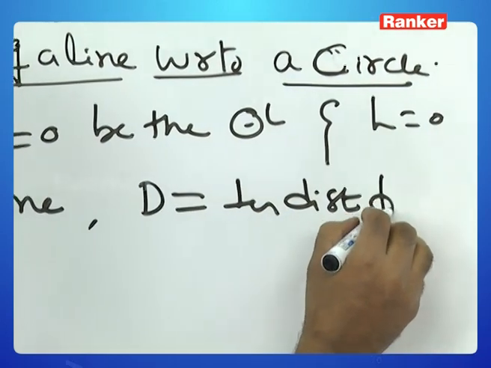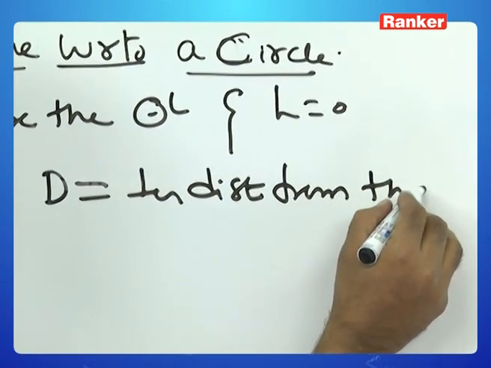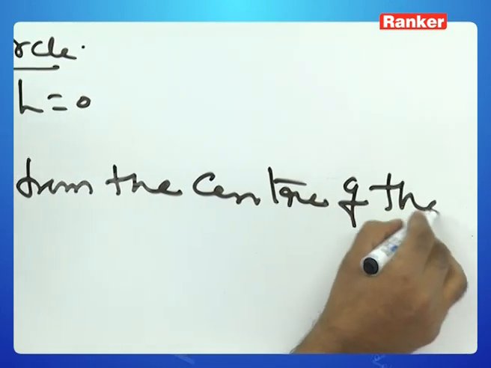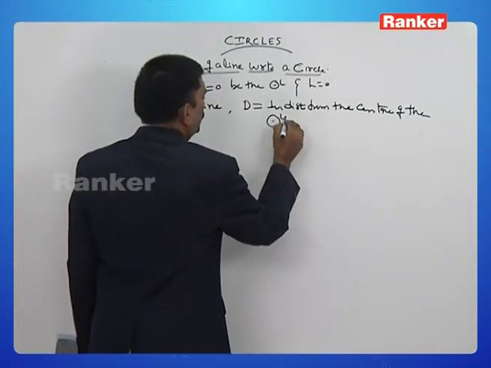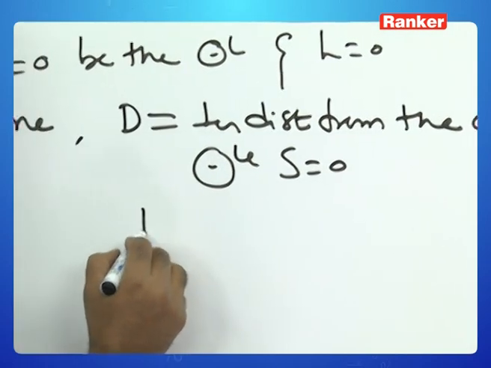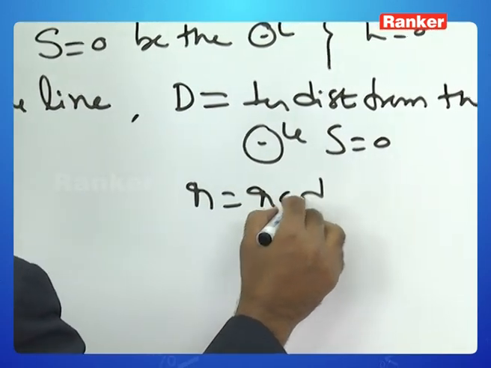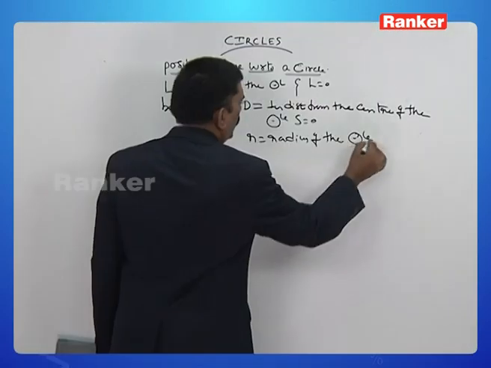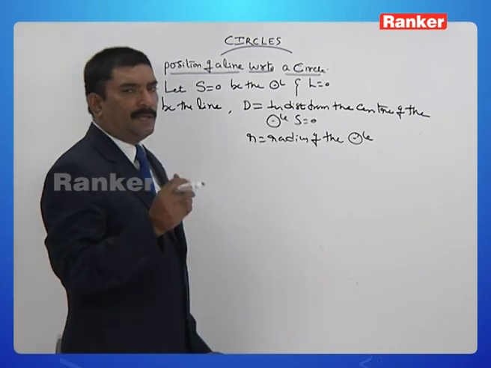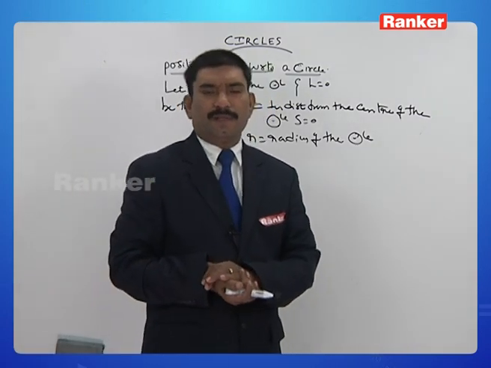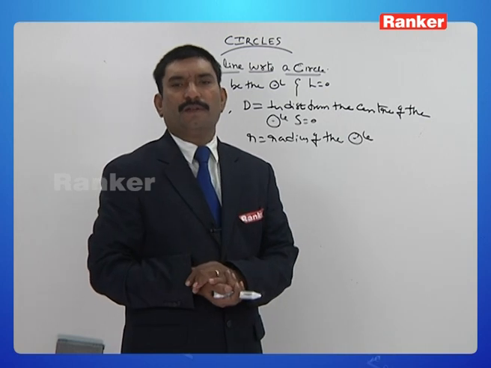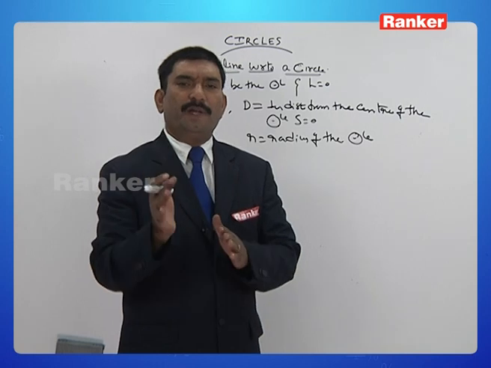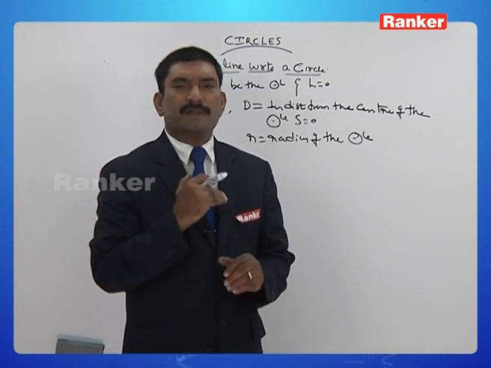D is equal to the perpendicular distance from the center of the circle S is equal to 0, and R is equal to the radius of the circle. Let us discuss the mathematical condition for a line, according to cutting in 2 points, touching at 1 point, neither touches nor intersects.